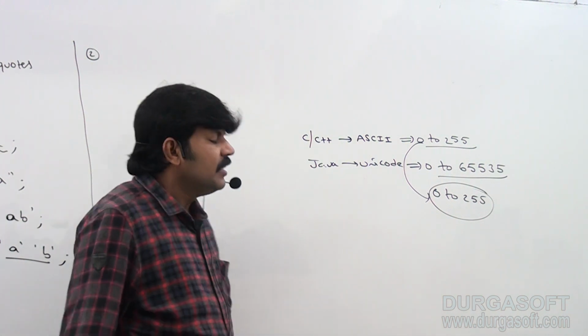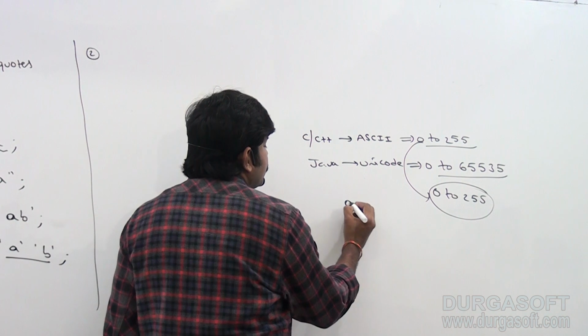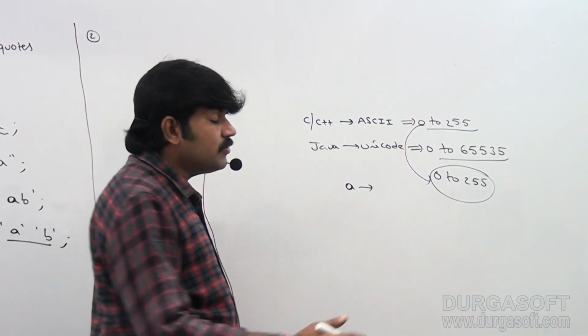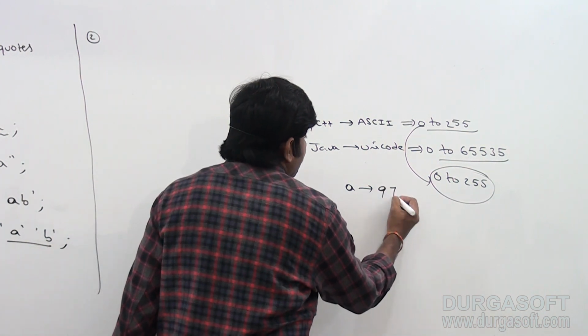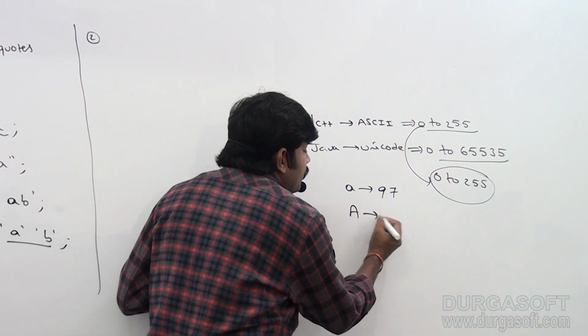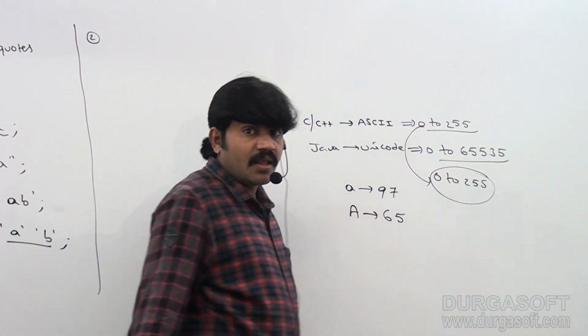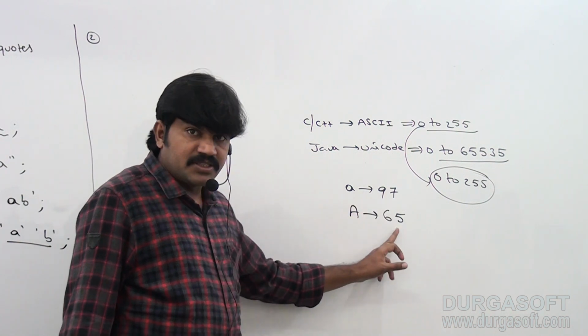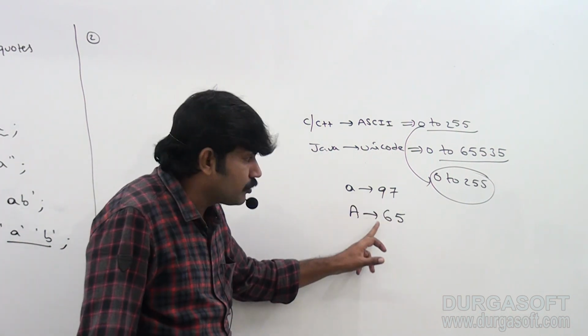You should be aware. Next, sir, small a is there. What is the ASCII value or the Unicode value? The ASCII or Unicode value is 97. Small a means 97. Capital A means 65. I hope you are aware. Small b means 98. Capital B means 66. Okay, you people should be aware, right?